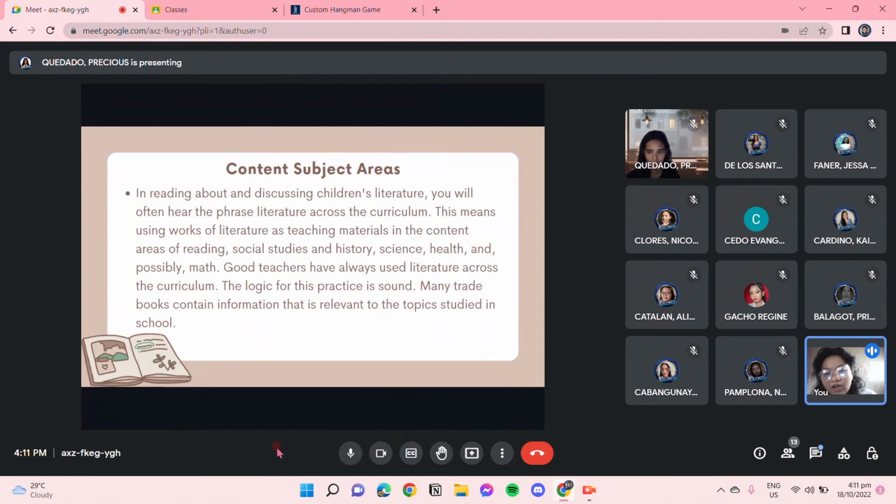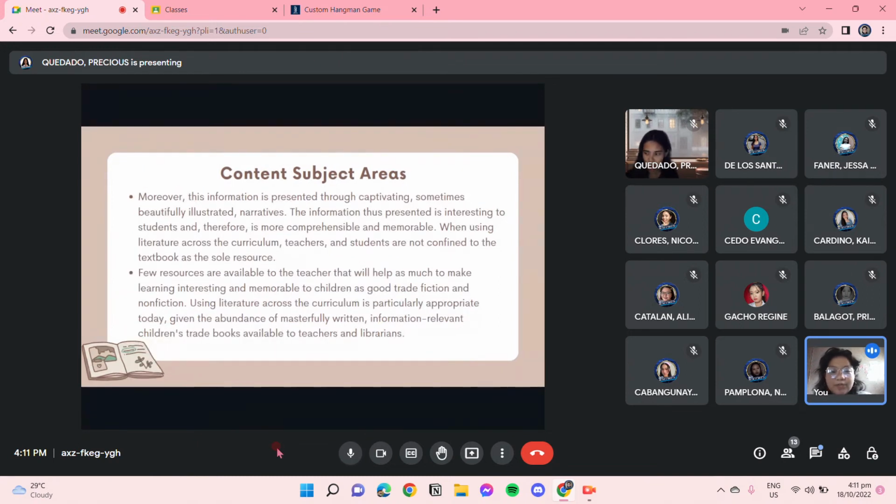Okay? The logic for this practice is sound. Many trade books contain information relevant to the topics studied in school. Jargons. Yeah, you can read different types of jargons. That's why it is said that the practice is sound. Okay? Next slide, please.